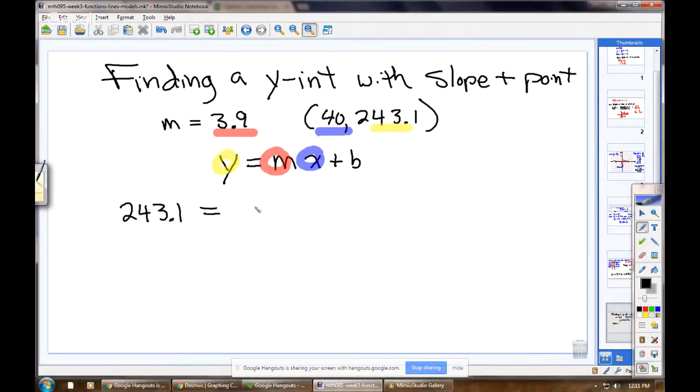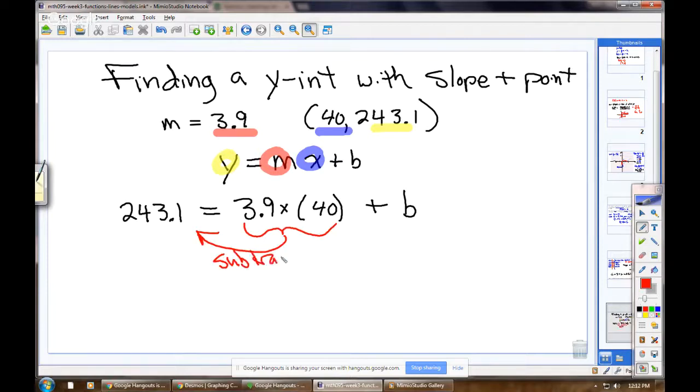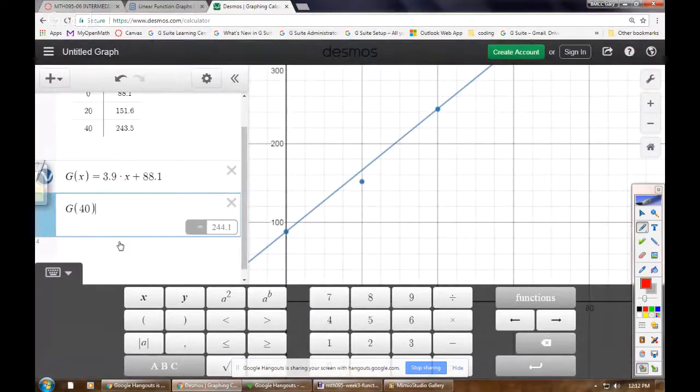So in this case, y is my 243.1. That's supposed to be equal to the slope times the x value, and then plus the y-intercept. So to get the y-intercept alone, all I have to do is subtract this to the other side and make the calculation. I'm going to make that calculation right now in my Desmos calculator.